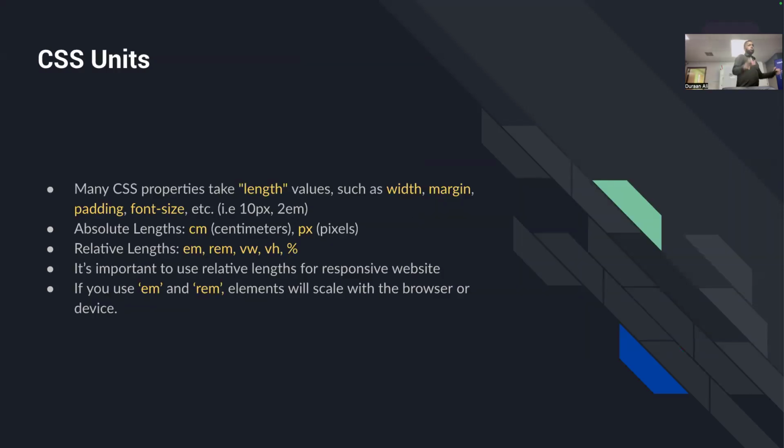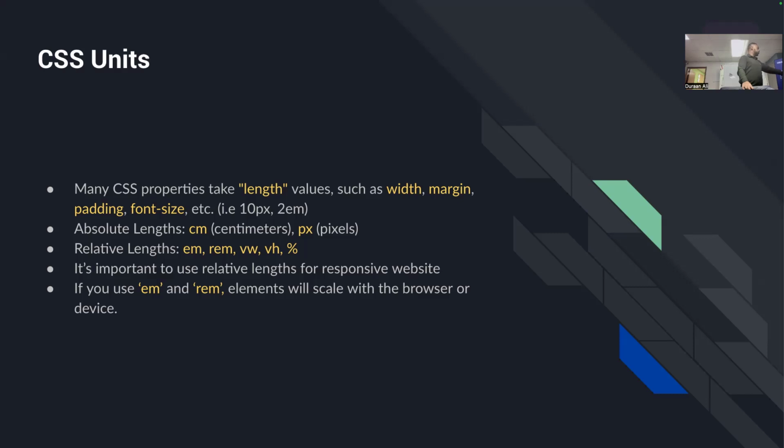So, CSS units, what we just talked about. There are different ways. Many CSS properties take length values, such as width, margin, padding, font size, all that. We usually use something like 10 pixels, 10px, but what we want to use is something like 2em, which is a different way of defining the width and the height. Pixels and cm, I think that's centimeter, are absolute lengths. Basically, they stay the same. They never change if you zoom in, zoom out, or change device or anything.